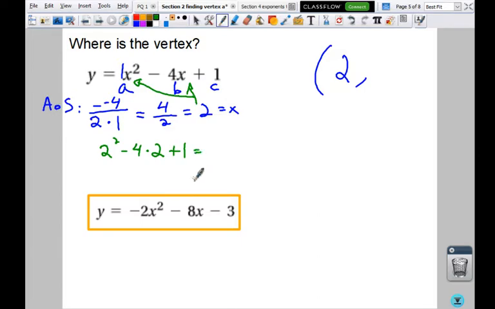And to make it easy, just plug it into Desmos. 2 squared minus 4 times 2 plus 1. We go over here to Desmos, get rid of this extra work. So all we have to do is find the coordinates? Yep. 2 squared minus 4 times 2 plus 1. And I get negative 3. Negative 3 is the y in the vertex.